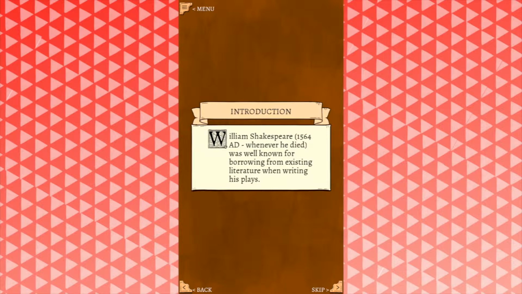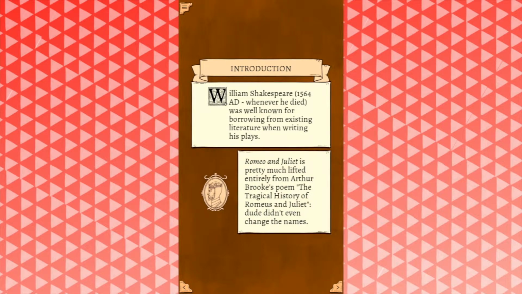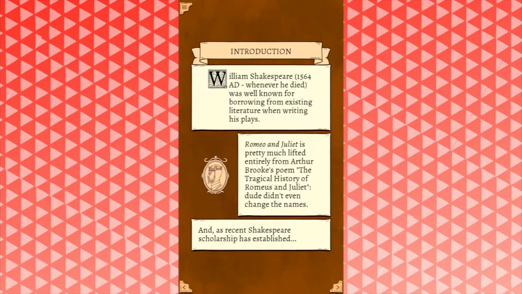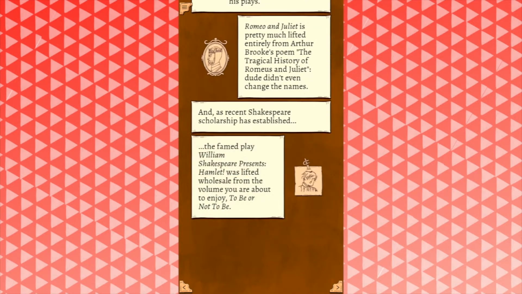The introduction. William Shakespeare, 1564 AD, whenever he died, was well known for borrowing from existing literature when writing his plays. Romeo and Juliet, for example, is pretty much lifted entirely from Arthur Brooke's poem, The Tragical History of Romeus and Juliet. Dude didn't even change his names. And, as recent Shakespeare scholarship has established, the famed play William Shakespeare Presents Hamlet was lifted wholesale from the volume you were about to enjoy, To Be or Not to Be.